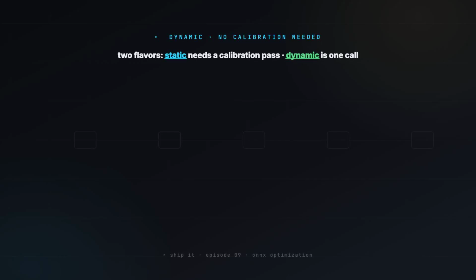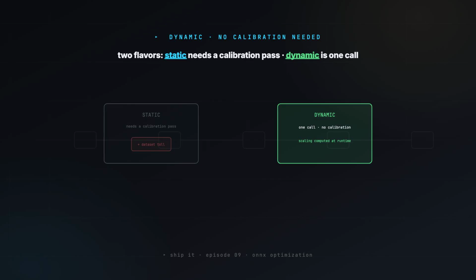Dynamic is the flavor that costs you nothing to set up. There's another kind, static quantization, that needs a calibration pass over real data before it'll commit. Useful, but it's a whole extra step. Dynamic quantization skips that. It keeps the weights as int8 on disk and figures out the scaling for activations on the fly while the model runs. One function call, no calibration set, no retraining.